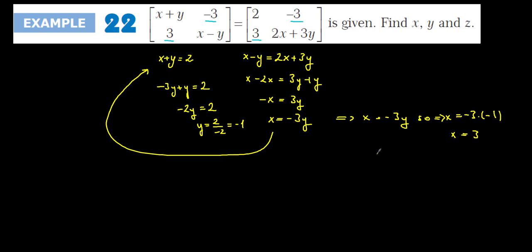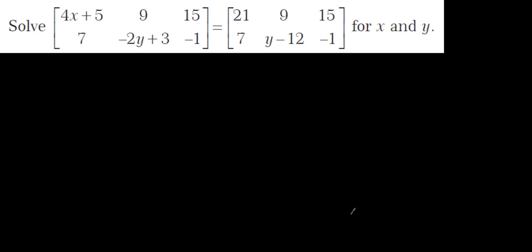It says find x, y and z, but there's no z in the question, so find x and y. We are going to solve the question and it's enough for us. So I can write x and y as an ordered pair, like couples. Here it's going to be equal to 3 and minus 1. I can write that.